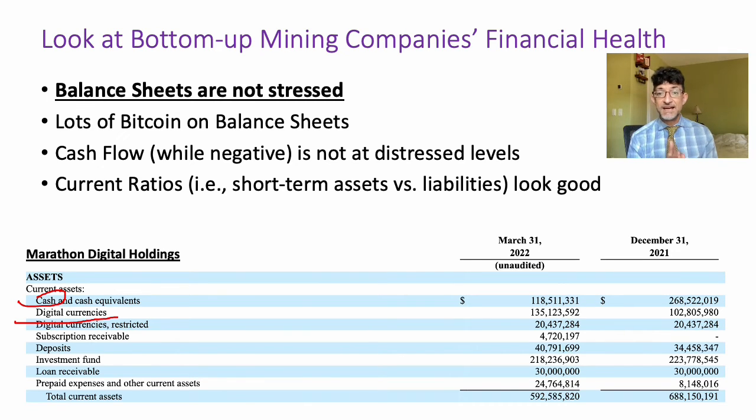They're negative, but they're not at distressed level. And I'm going to show you that in another slide. But for now, I want to talk to you about the quick ratio and current ratios. If you look at current assets versus current liabilities, they look good. And over here, I've shown current assets. They're pretty high. I don't have current liabilities, but if you look at current assets against current liabilities, they are good. So let's go to the next slide.